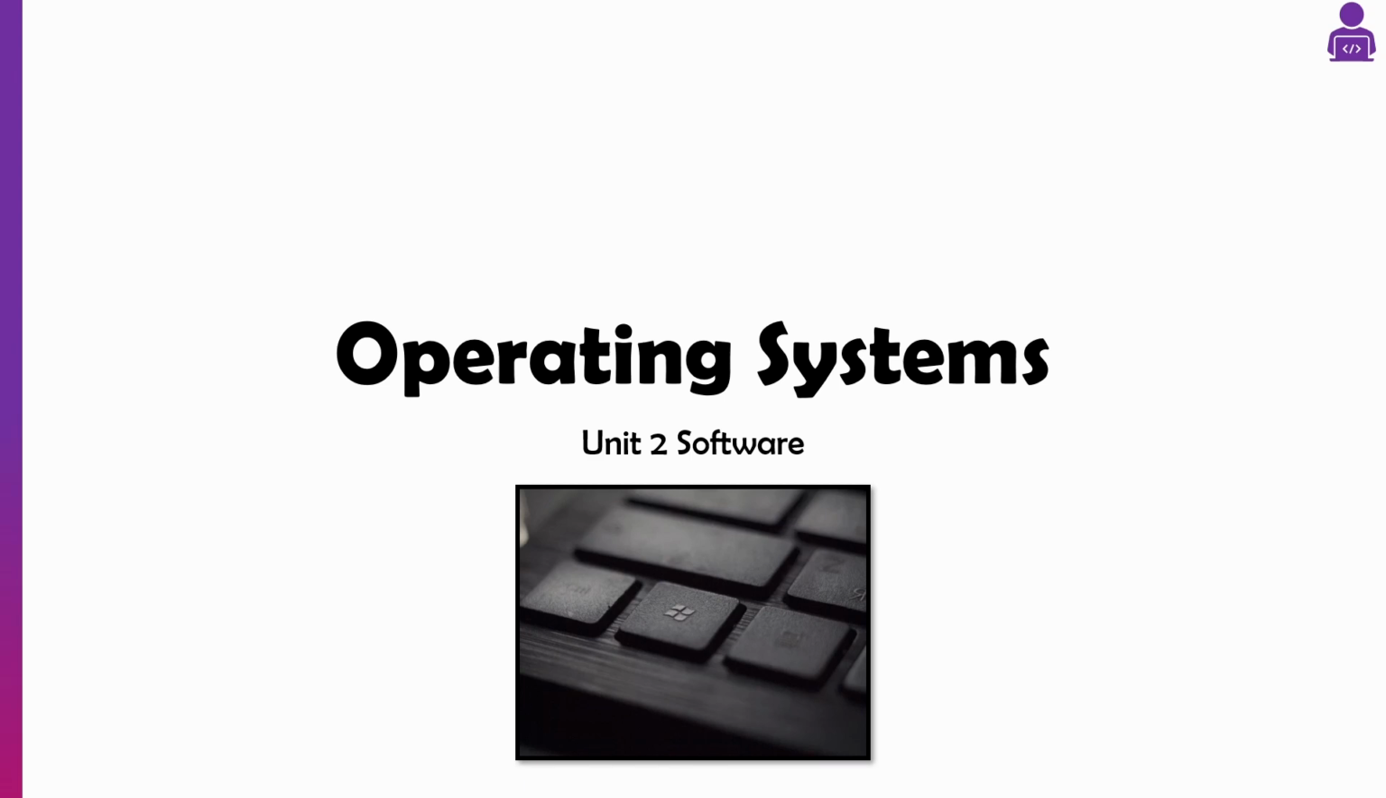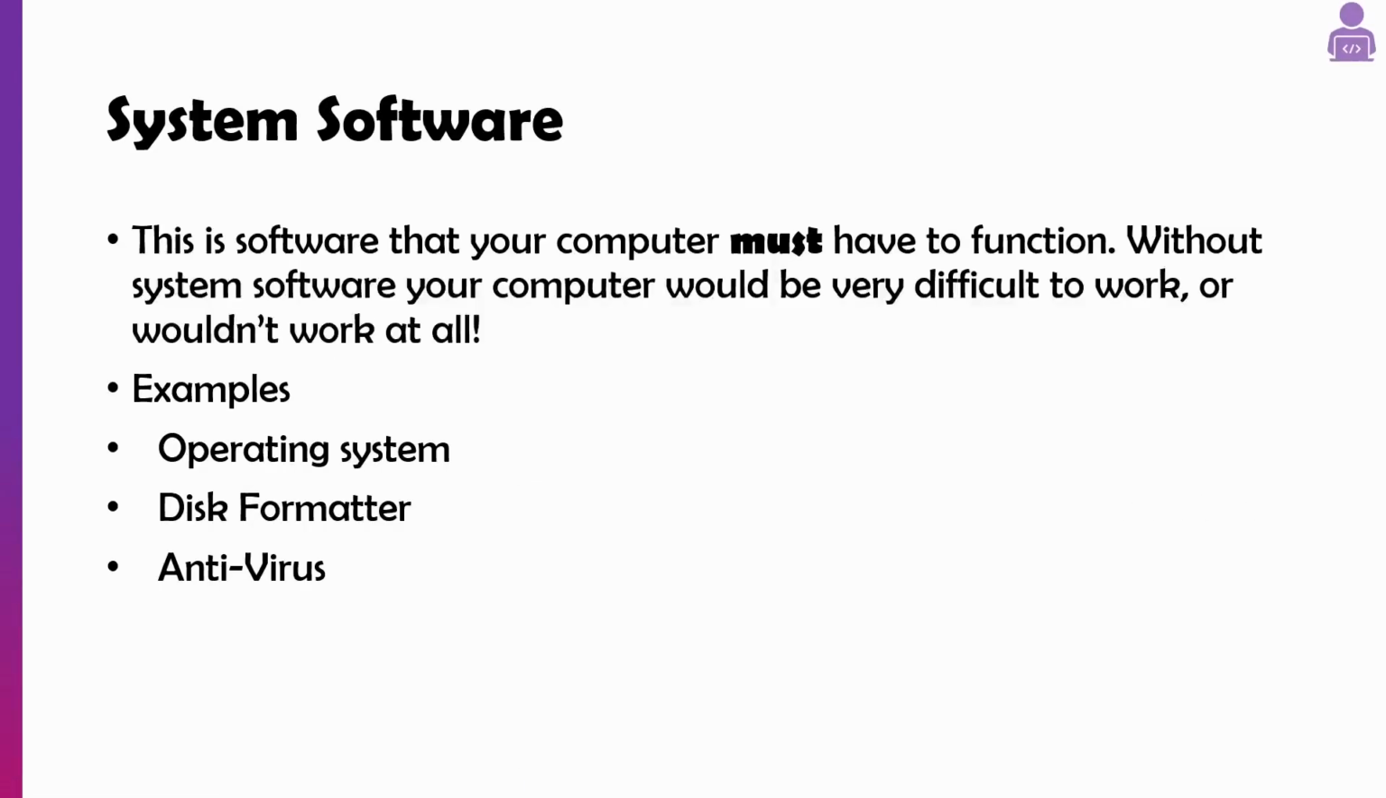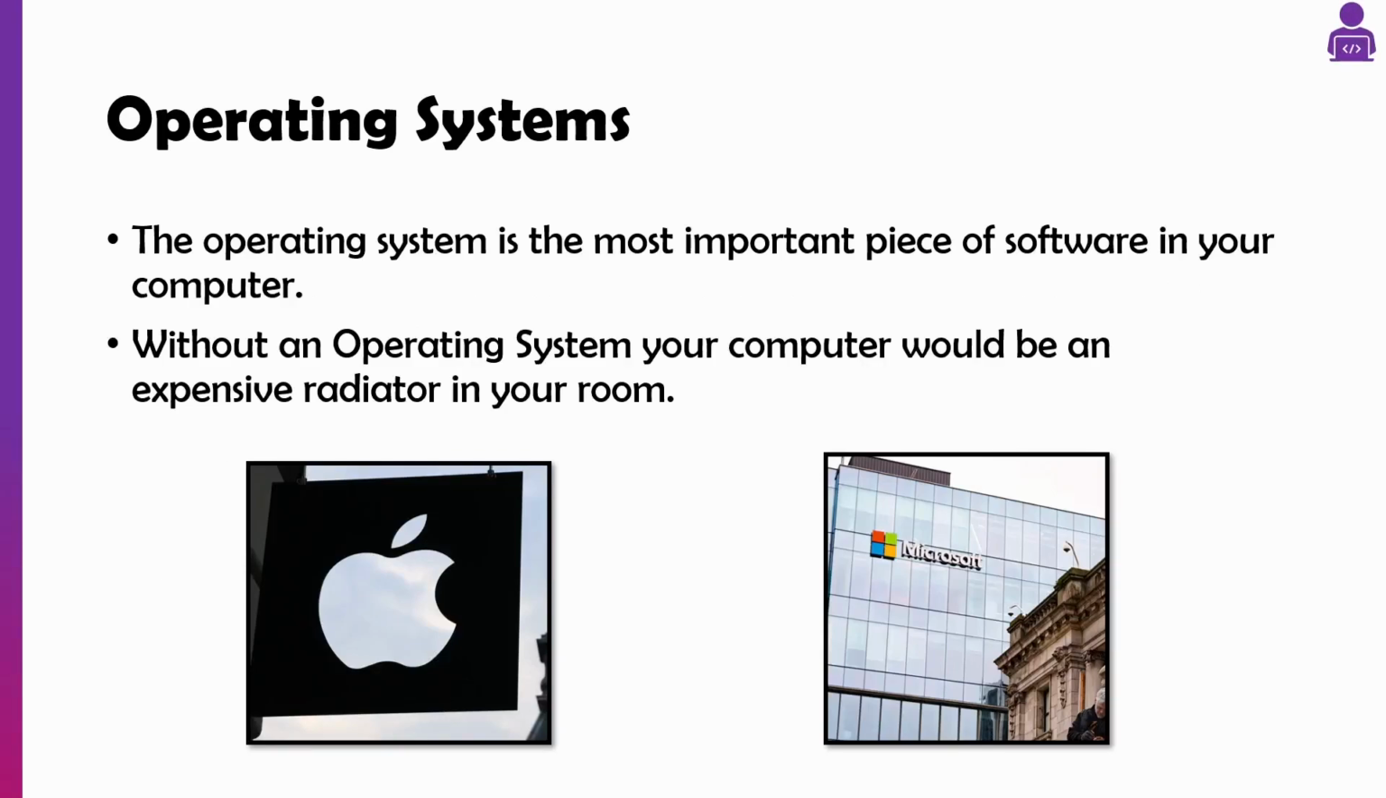Today we're going to look at operating systems from Unit 2. System software is software that your computer has to have to function. You could argue that you don't necessarily need it all, but you sort of do. So operating system, big main one. Disk formatter, really important. Antivirus, I suppose you could use it without it, but do you want that risk? Probably not. Your operating system is the most important piece of software in your computer. If you didn't have an operating system, it would turn on, it would work, but it would just be a very expensive radiator. It doesn't really get you that warm, especially with all that cooling inside.